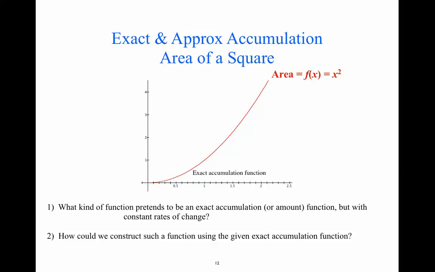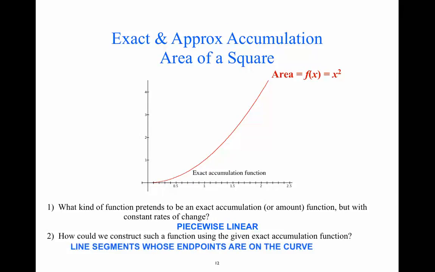So we need constant rates of change in such a way that's trying to mimic the exact accumulation function. Yes, ma'am. Straight lines. So that's what he also said. Yeah, exactly. Okay, so we want a piecewise linear graph with line segments whose endpoints are on the curve. So we're trying to reproduce the curve, but with straight lines. Okay? So something like this.